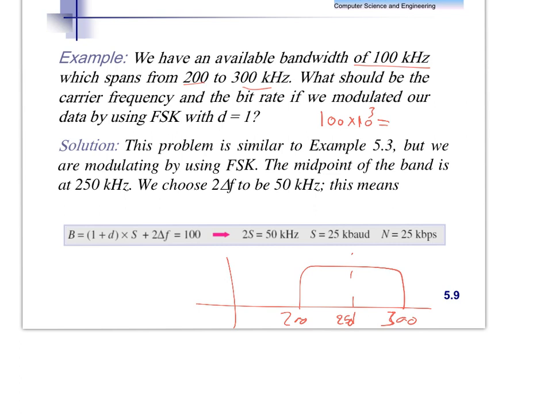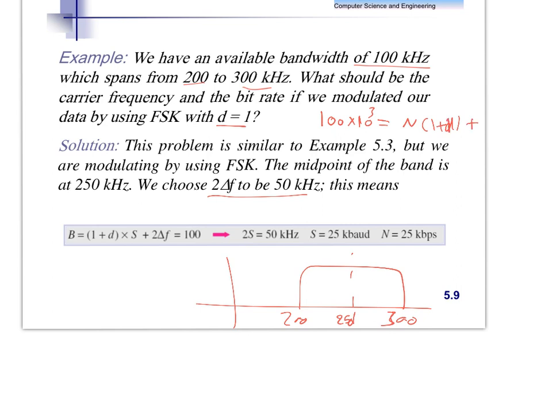We haven't talked about 2 delta F here. If we assume the minimum, 2 delta F is S times 1 plus D, right? But step by step, S is N times 1 over R. What's R? 1. So it becomes N, times 1 plus D. D here is 1, so this is 2.